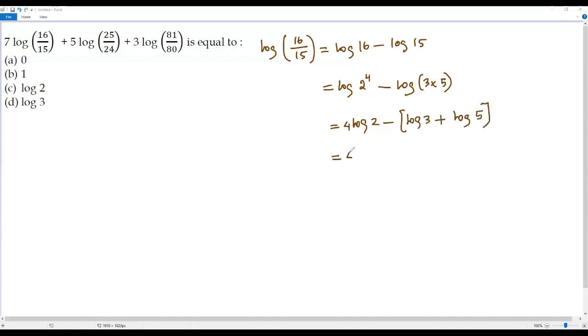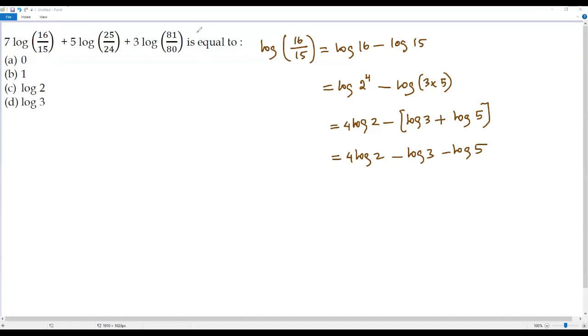In the next step, I can distribute this negative sign to this one and this one. Then I'll be getting negative log 3. Negative times positive will be negative log 5. Now I got the expression equivalent to the first one, that is log 16 over 15. That is 4 log 2, negative log 3, negative log 5.